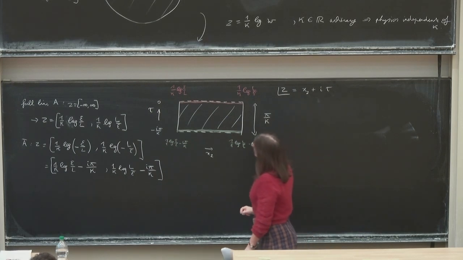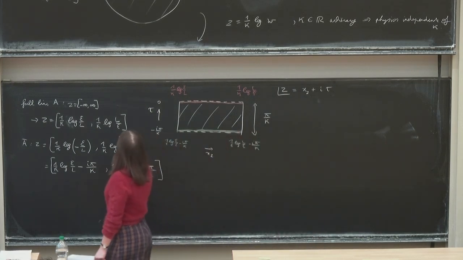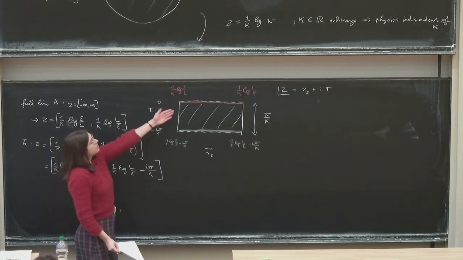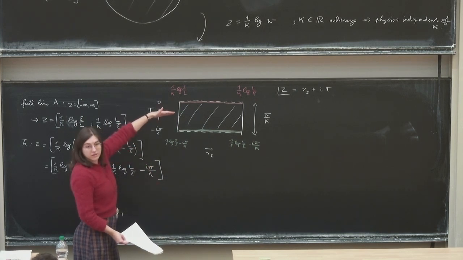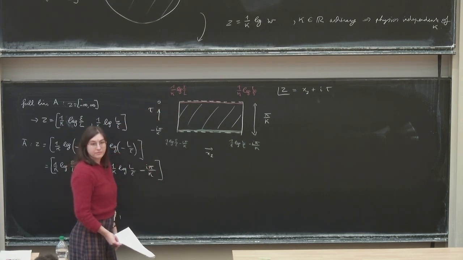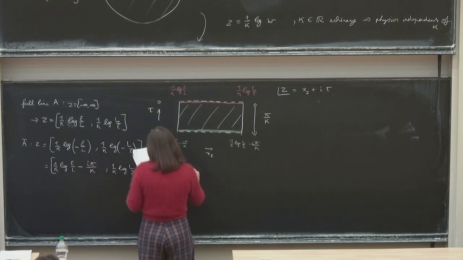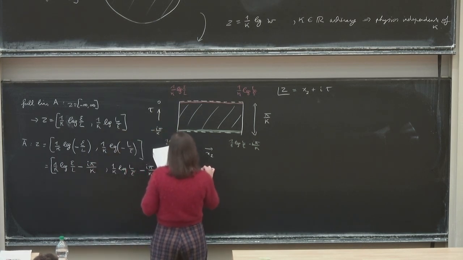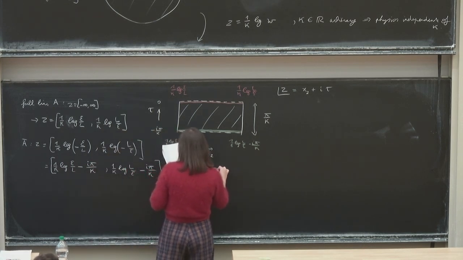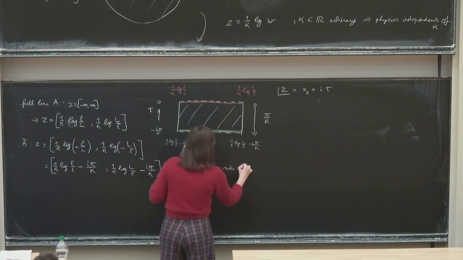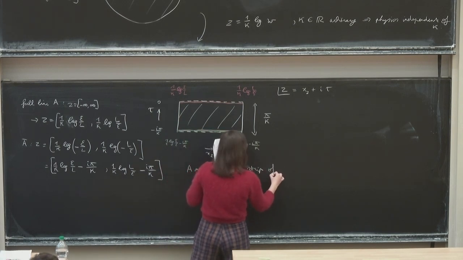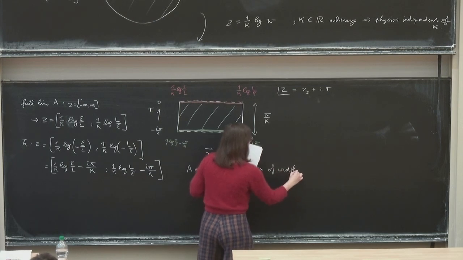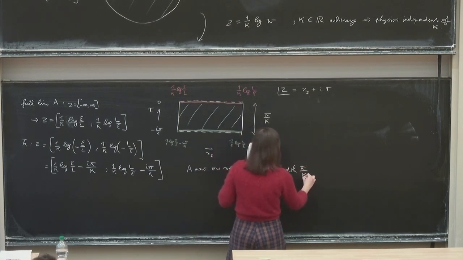The point is that what we've achieved by this is that region A is now completely on one side of this strip. So A is now one side of a strip of width pi over kappa. Okay.